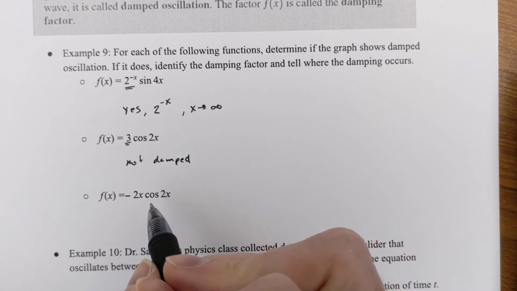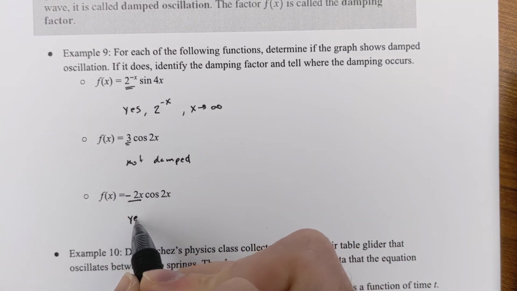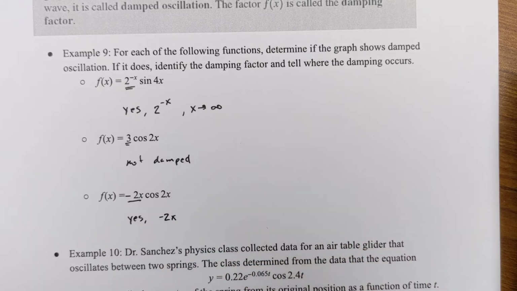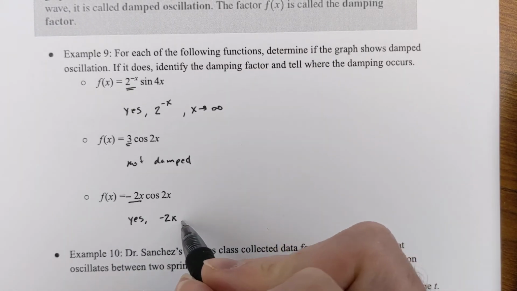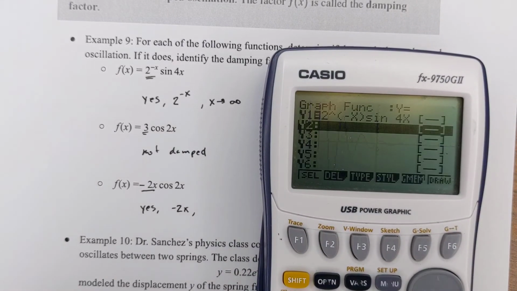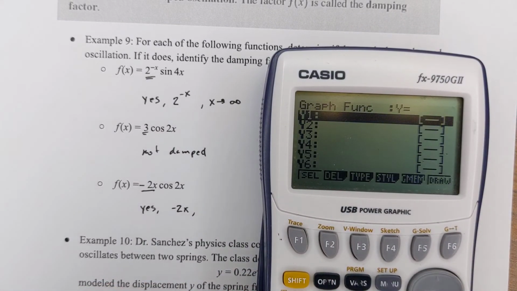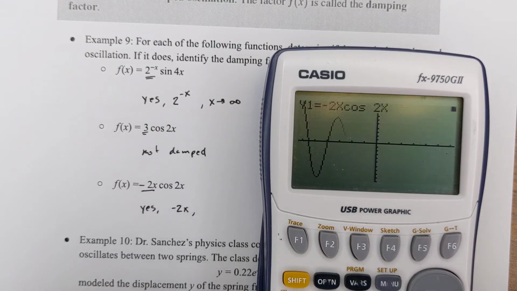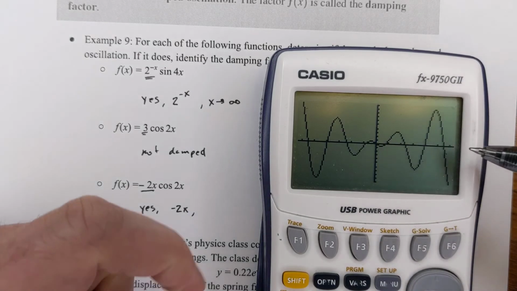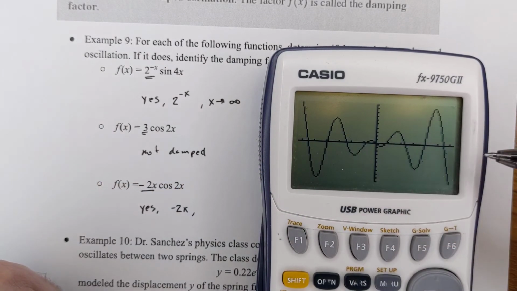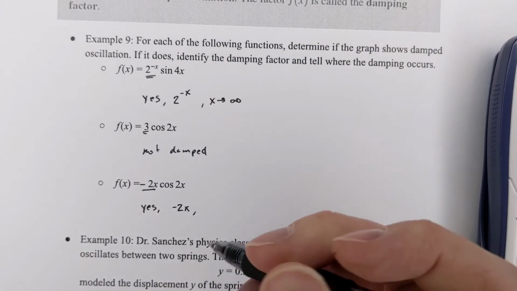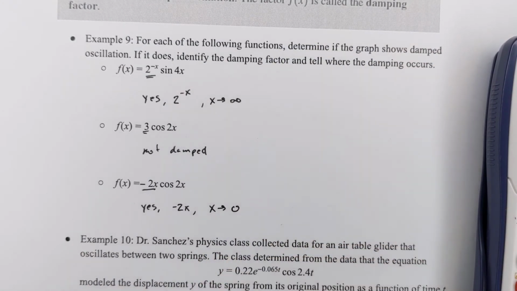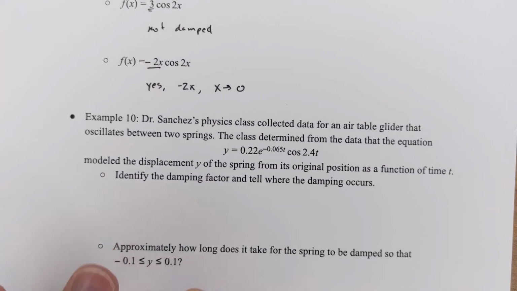The last one, it would be yes. So the negative 2x is the damping factor. So let's look at the graph to see whether we damp towards 0 or damp towards infinity. It's going to be one of those two typically. So negative 2x cosine 2x, draw. So this one damps towards 0, because as I come in towards 0 from either side, the wave heights are getting smaller and smaller. It doesn't matter which side. Technically, you could damp towards negative infinity as well, but that's rare.